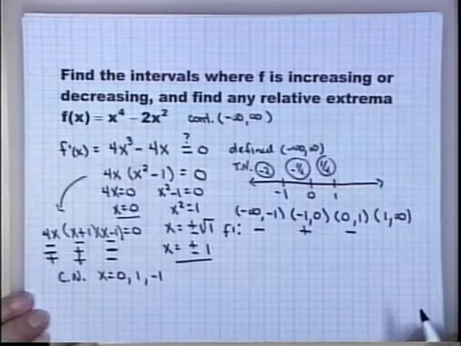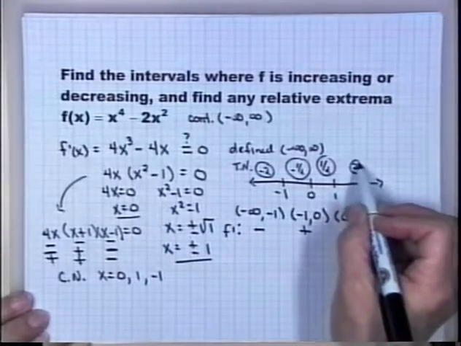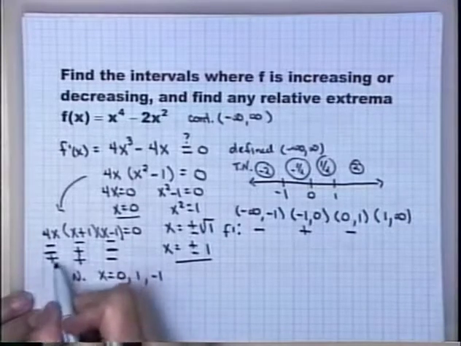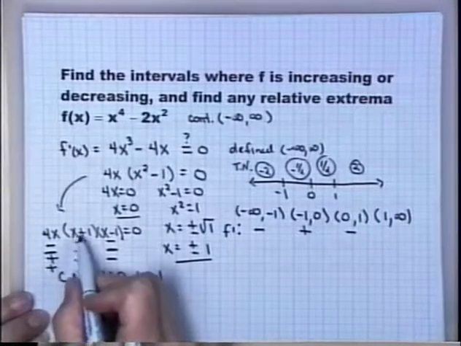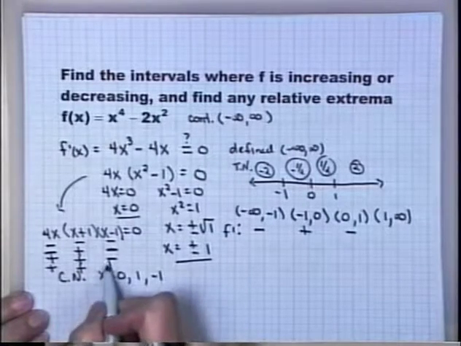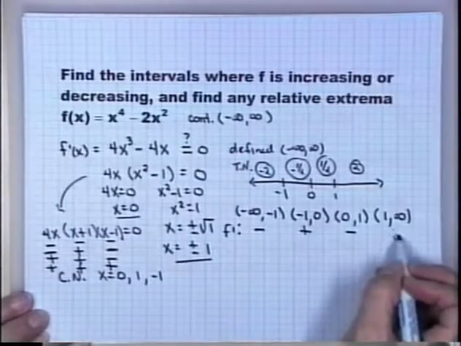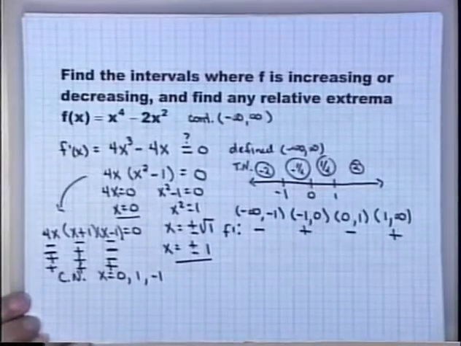Okay, we've got one last interval. From 1 to infinity, we can choose anything. I'm just going to use the test number 2. 4 times 2 is positive. 2 plus 1 is positive. 2 minus 1 is positive. The product of three positives is positive, isn't it?